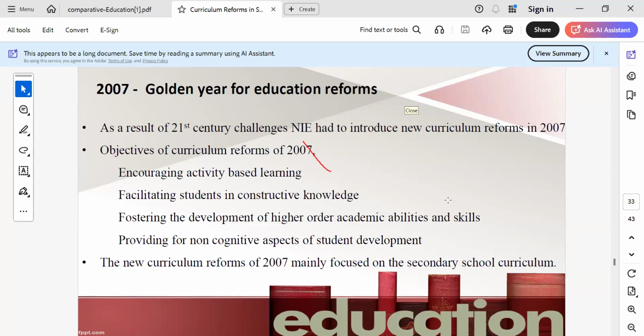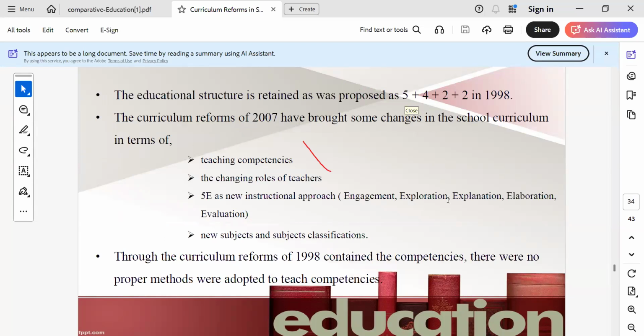Encouraging activity-based learning, right? Activity-based learning was introduced. Facilitating students in constructing knowledge. Fostering the development of higher order academic abilities and skills. Providing for non-cognitive aspects of student development. And the new curriculum reforms mainly focused on secondary school curriculum. They never made any changes in the primary curriculum, right? So see the structure. Again, they have changed to 5-4-2-2. The educational structure was proposed as 5-4-2-2 in 1988.